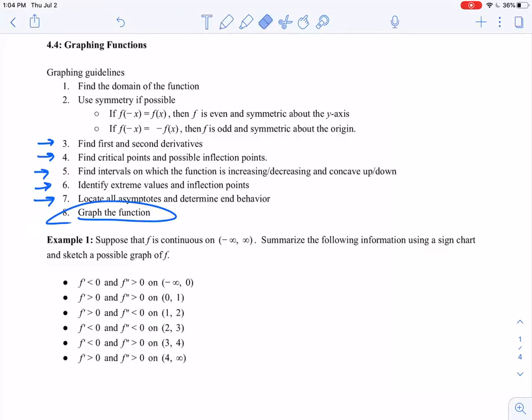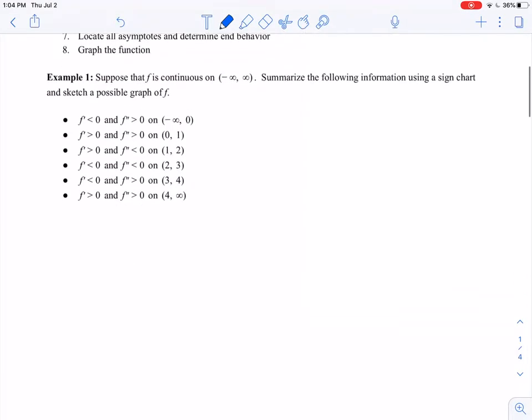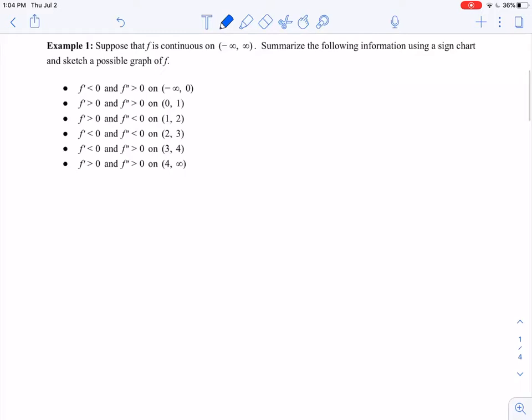So the first example that we're going to look at, these are actually one of my favorite types of problems. I can promise you that I will ask a question like this on the exam. It says, suppose that f is continuous on negative infinity to positive infinity. We want to summarize the information using a sign chart and sketch a possible graph of f.